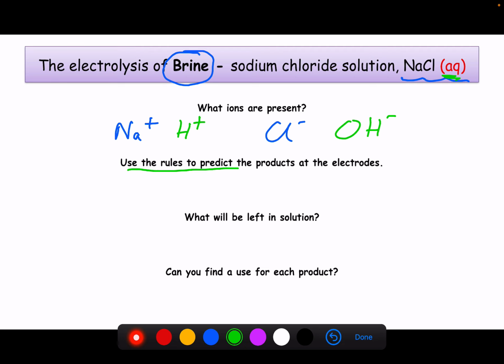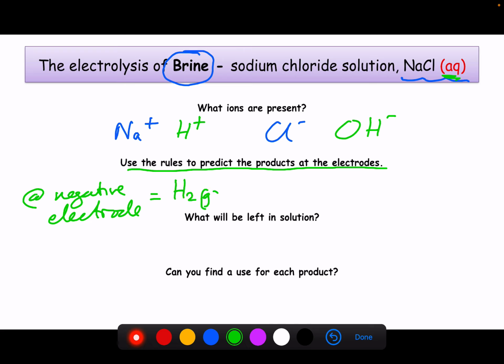We know we can use rules to predict the products. Therefore, at the negative electrode, my choice is between the sodium ion and the hydrogen ion. Hydrogen is the least reactive, therefore I will form hydrogen gas at the negative electrode. Whereas at the positive electrode, the choice is between the halide ion, chloride, and hydroxide ions. We always know the halide is the thing that is produced, so I'll form chlorine gas. So look at that, I'm forming two gas products.